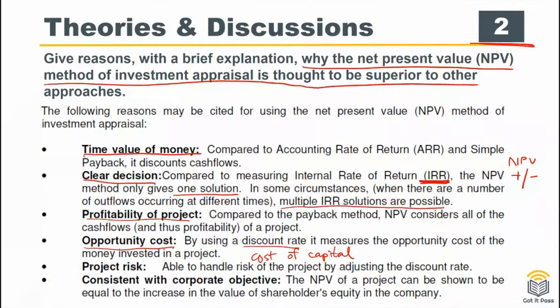Next is about the project risk. Because when we work on the cost of capital, it handles the risk because the discount rate is adjusted by the risk. Okay, we'll share much more on how to get the discount rate. But the simple way is the discount rate is the WACC, the weighted average cost of capital. It includes the return on equity, also the return on debt.